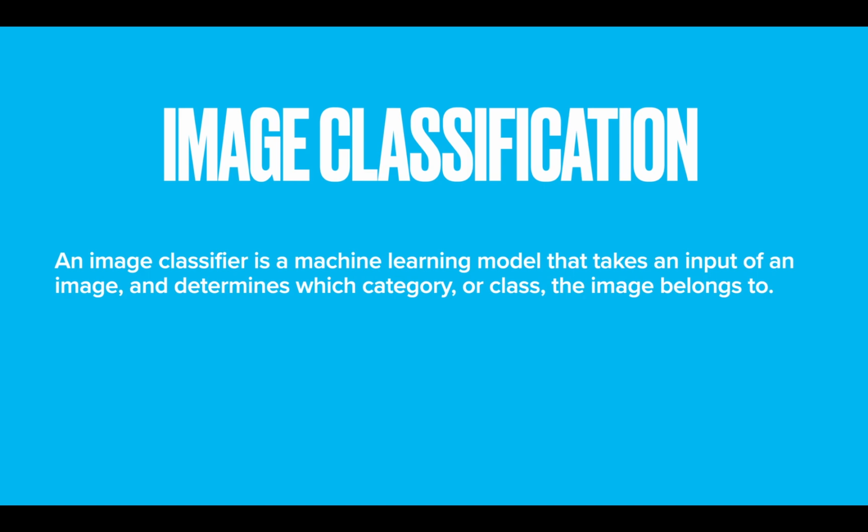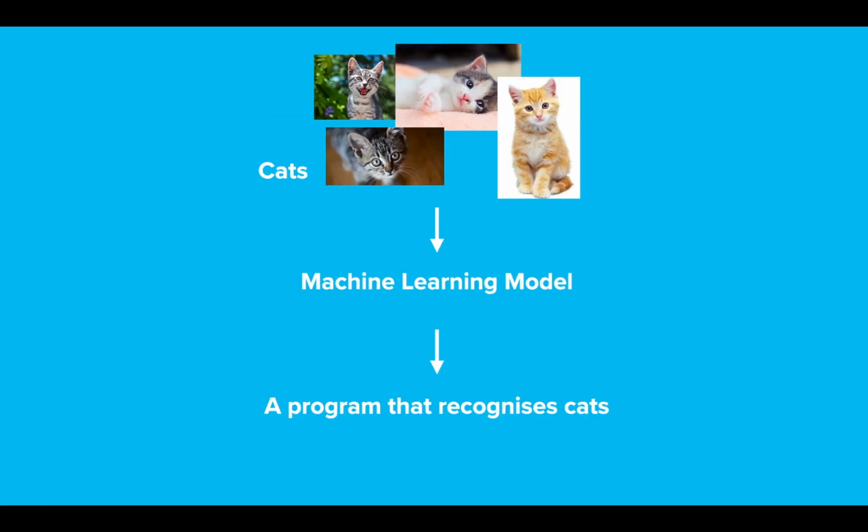So let's start off with image classification. An image classifier is a machine learning model that takes an input of an image and determines which category or class the image belongs to. So let's see how this works practically. Here, if we have a ton of pictures and we have labeled them as cats, and we're feeding those images into a machine learning model, which we will see how it works, that program will recognize that this is an image of a cat and return that label of a cat. So that's basically how image classification works.